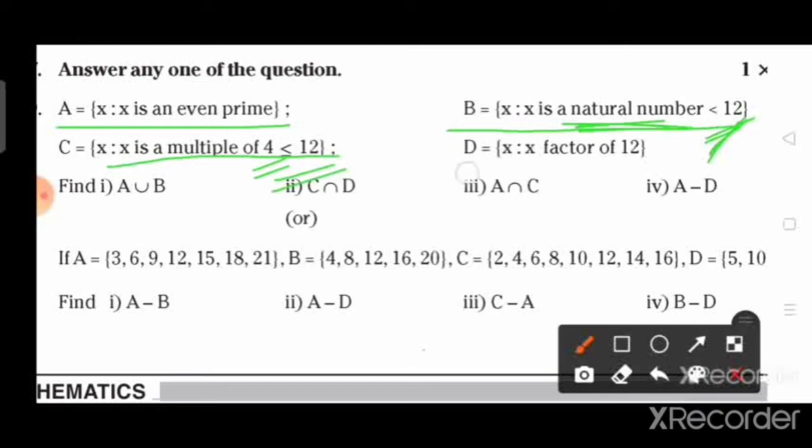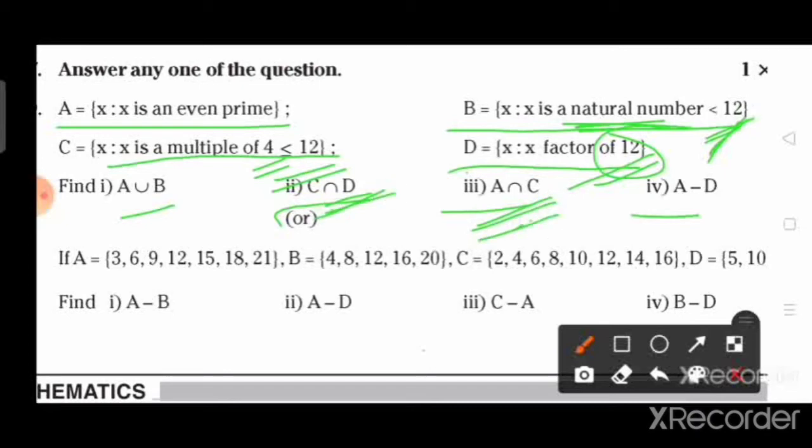And another set D is {x such that x is a factor of 12}. So here we have to find A union B, C intersection D, A intersection D, and A minus D. In our previous sum, sums related to intersection were discussed. Here, newly given are A union B and A minus D. So before going to the answer, just observe the question once again.